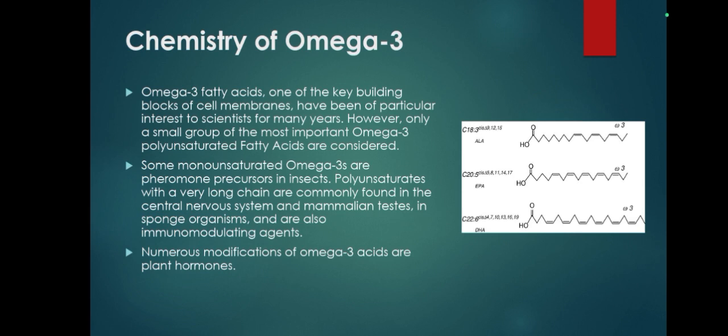Basically, an omega-3 fatty acid is a fatty acid with multiple double bonds where the first double bond is between the third and fourth carbon atoms from the end of the carbon atom chain. Short chain omega-3 fatty acids have a chain of 18 carbon atoms or less, while long chain omega-3 fatty acids have a chain of 20 or more. And here is the structure of the most common omega-3 fatty acids.